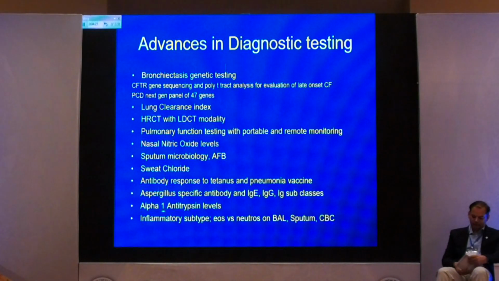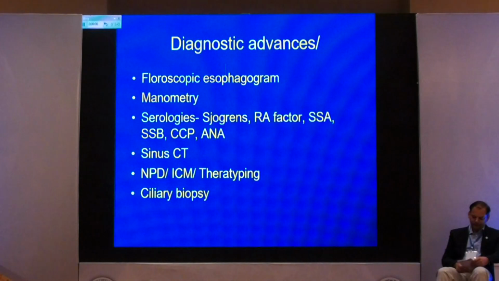Alpha-1, again, we are able to do those and then look for also eosinophilic and neutrophilic, which is where the world is, and the research is really looking at whether it is neutrophilic or eosinophilic. And based on that, treat them, whether they inhale steroids or not. We also look for the fluoroscopic esophagogram to look for acid reflux and manometry.